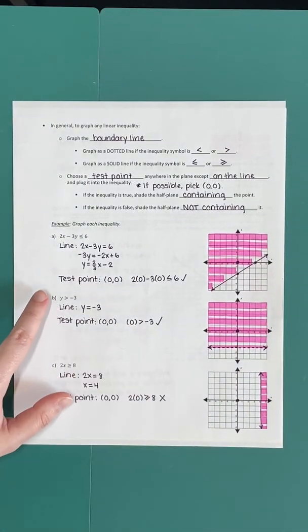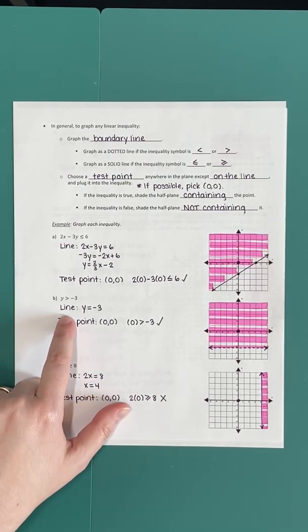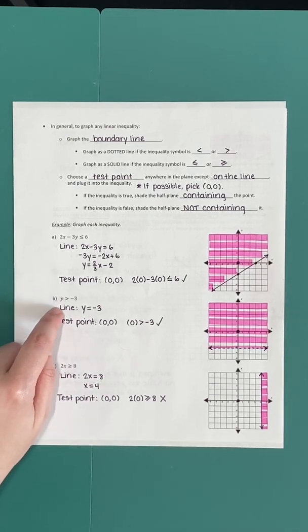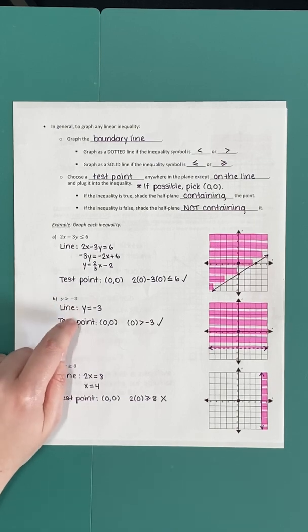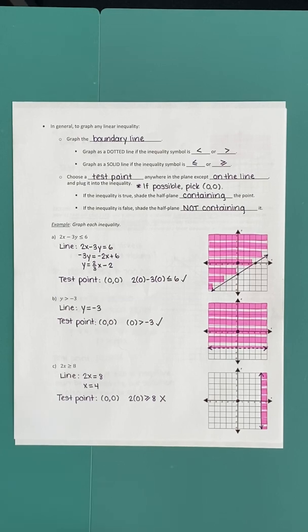Let's look at another example. So y is greater than -3. I'm going to start with the equation that comes from this. I need to know where my boundary is. So the boundary is going to be the line that results from this inequality. In other words, take the greater than, make it an equal to. So our line is y is equal to -3.